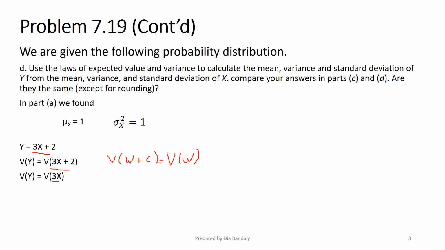Now, also this will remind me of the law that says V of cx is c squared V of x. So now this is equal to 3 squared V of x, and I substitute V of x with the variance, which I know is equal to 1. So it's 9 times 1, and that's equal to 9. And the standard deviation, that's very easy. It's only the square root of the variance. And here we go. These are exactly the same answers that we got using the probability distribution of y.